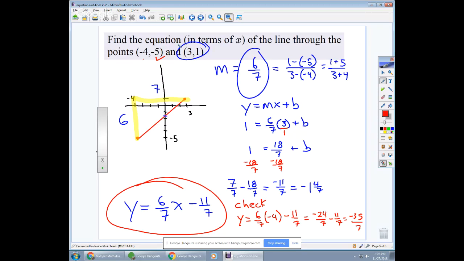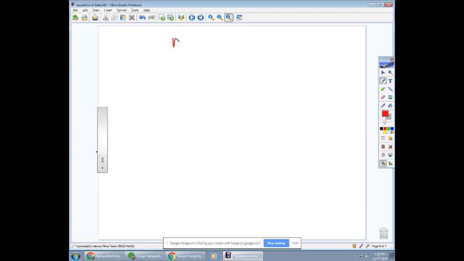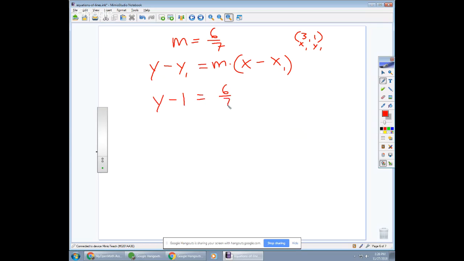All right, so the other way to proceed here was once you found the slope, m equals 6/7, you could use the point slope formula, and that says y minus some y value is equal to the slope times parentheses x minus some x value. And we could use that point (3, 1) as x1 and y1. So then my equation would be y minus 1 equals 6/7 times x minus 3. And that's an equation right there. You could say, hey, there's my equation.